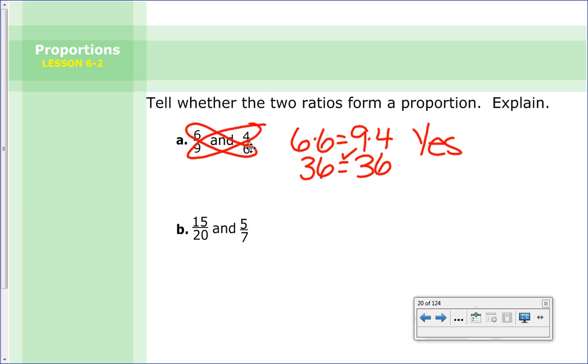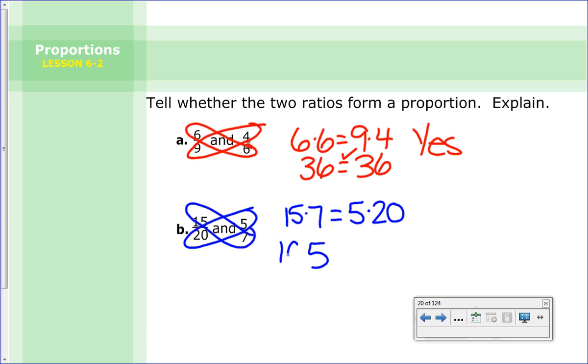So now we're going to do B. And again, I need to do cross products. 15 times 7, is that the same as 5 times 20? Or 20 times 5? And let's see, I get 105 when I multiply that out, and then I do 5 times 20 and get 100. These are not equal, so this is no.